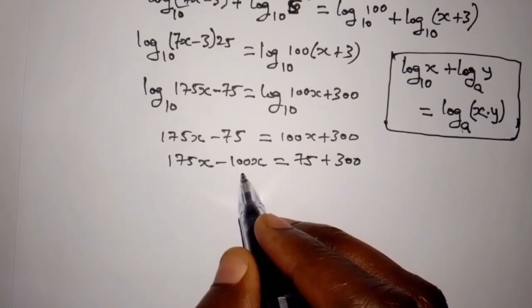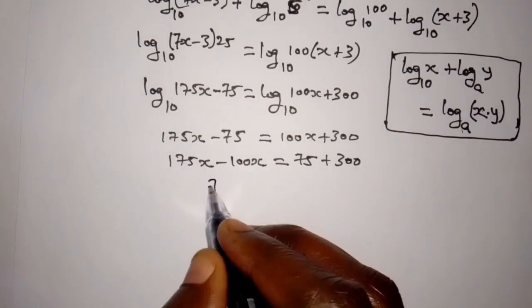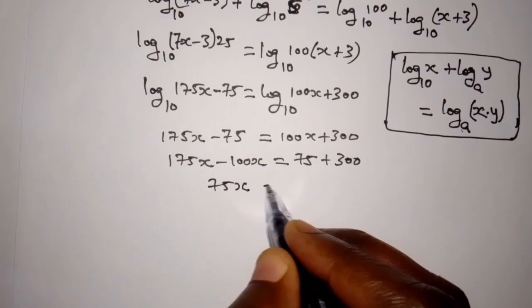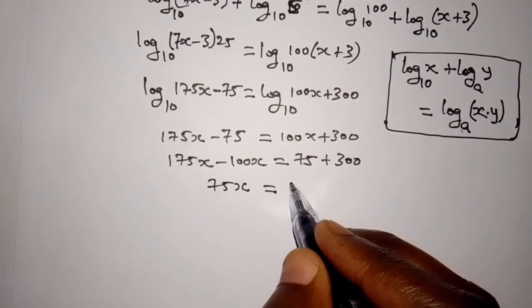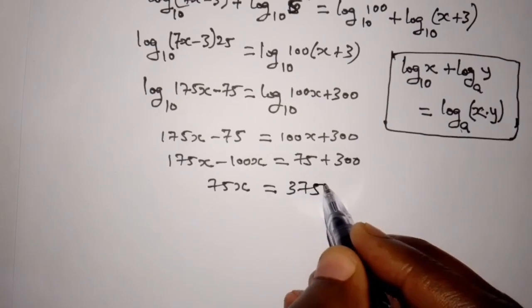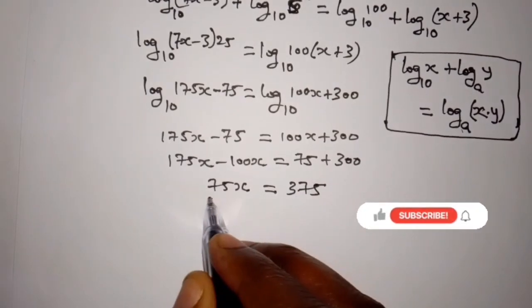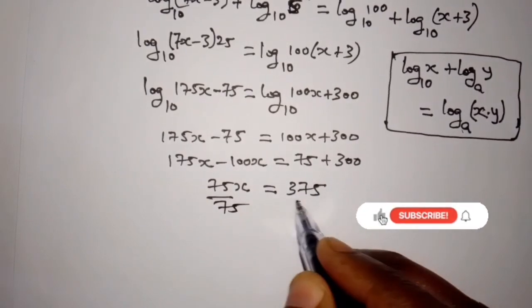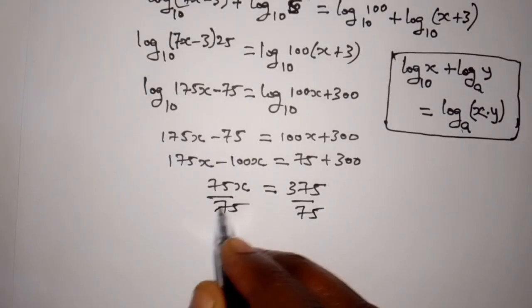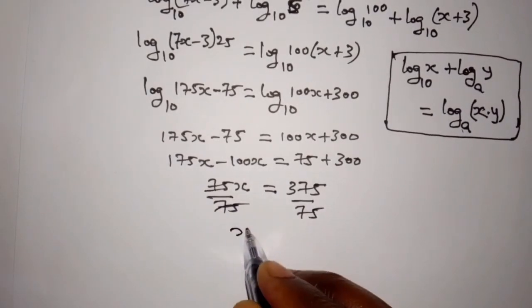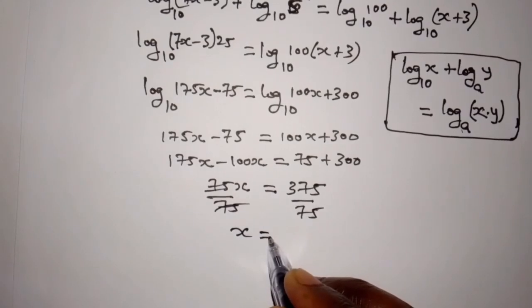175x − 100x is 75x, is equal to 75 + 300, which is 375. We divide by 75, we divide by 75. x is equal to 5.